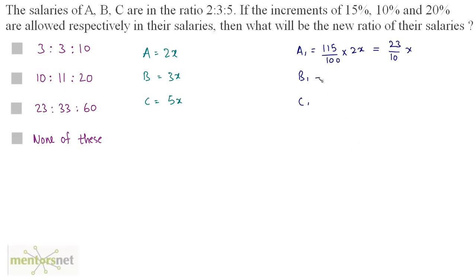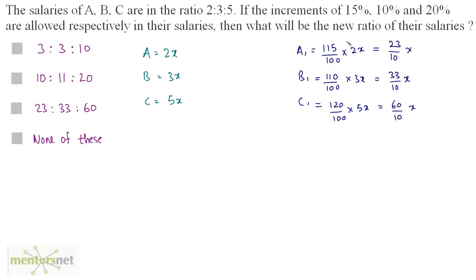Now let us calculate B's new salary. It is a 10% increment in the previous salary. So 110% of 3x. And when you solve this, B's salary will be equal to 33 by 10x. Now let's calculate C's salary. It is a 20% increase in 5x. So 120 upon 100 times 5x, and it will be equal to 60 by 10x. I have purposely not cancelled the terms here.